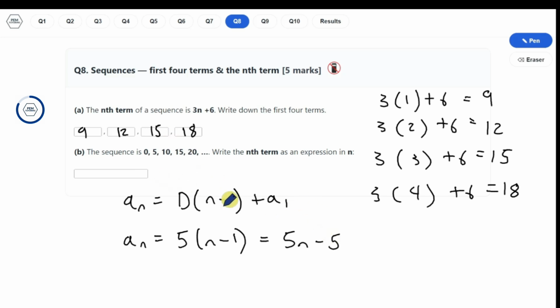Okay, so we can test this out by putting n equals 1 into there. We get 5 times 1 is 5, take away 5 is 0. So the first term is 0, so that's correct. If we put n equals 2 for the second position in the sequence, 5 times 2 is 10. 10 take away 5 is 5, so that is the second term. So this is correct. So the final answer is 5n minus 5.